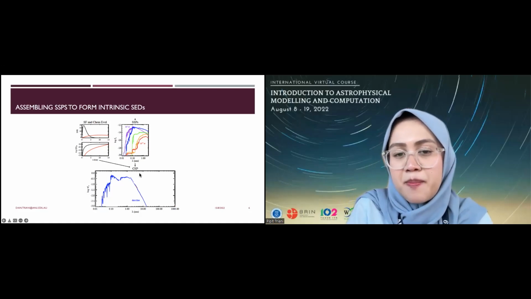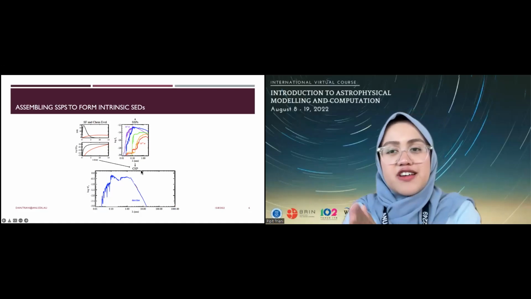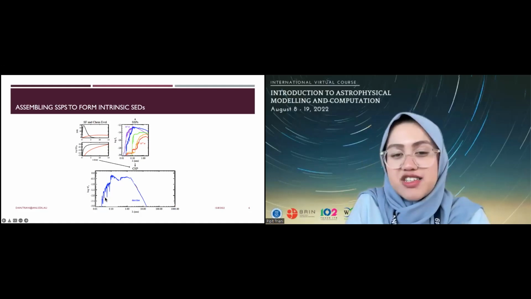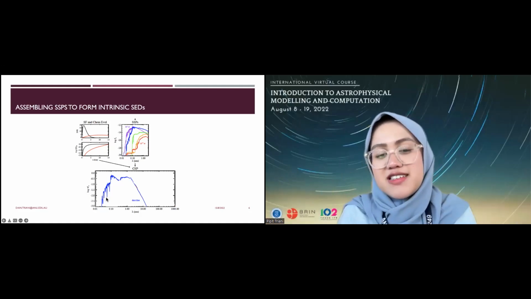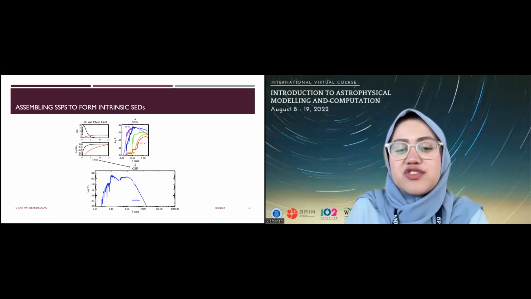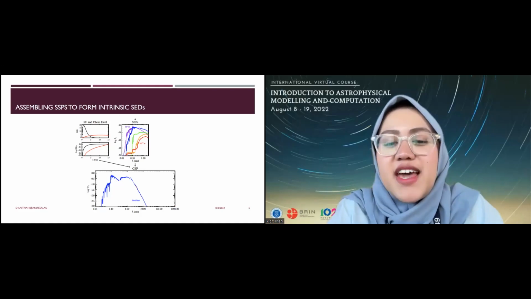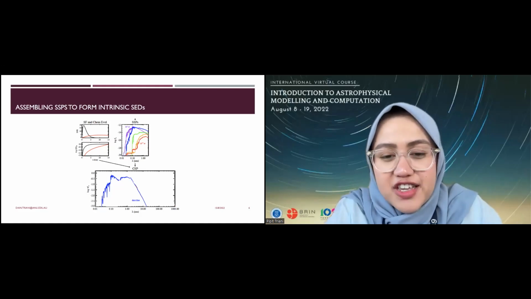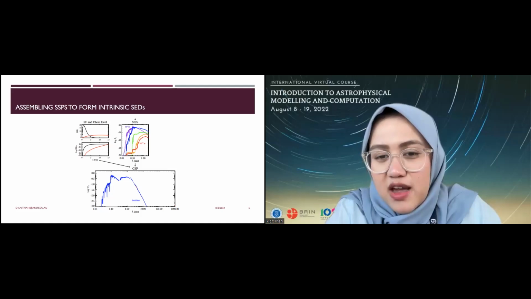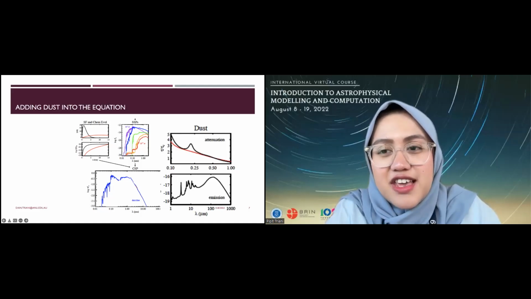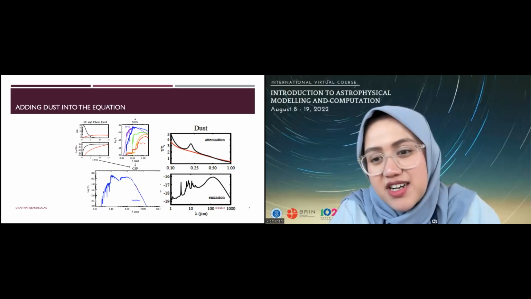So it's the sum of different simple stellar populations. It is just integration, the sum of all of the stars in galaxies that form in all of the episodes of star formation. But what we observe is not this thing. What we observe is this starlight that has been attenuated by dust.